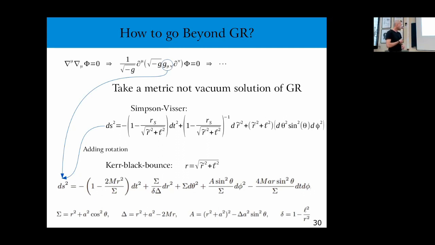And first I looked at the Simpson-Visser metric, but it's not rotating. And I discovered that there exists a recent study, this Kerr black bounce solution, in which a regularizing parameter appears. And this regularizing parameter is what cures the singularity or the presence of the ring singularity. And this is the line element of this Kerr black bounce.